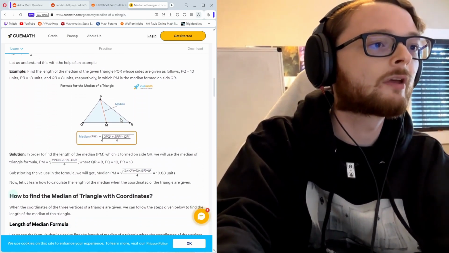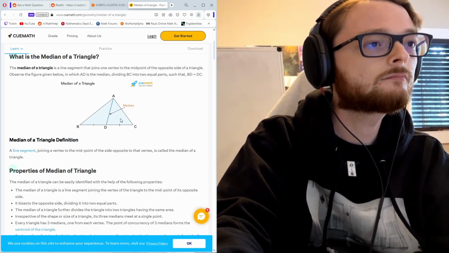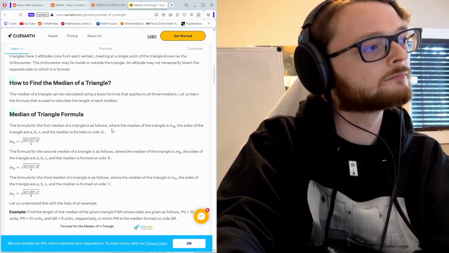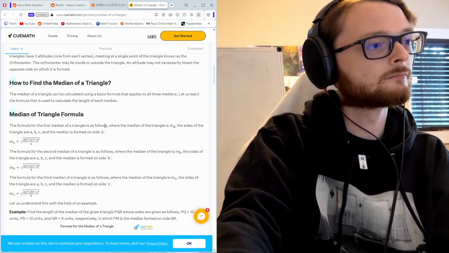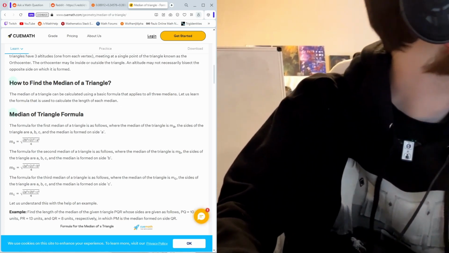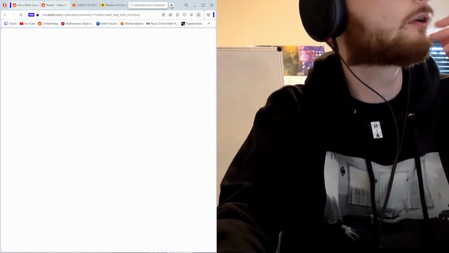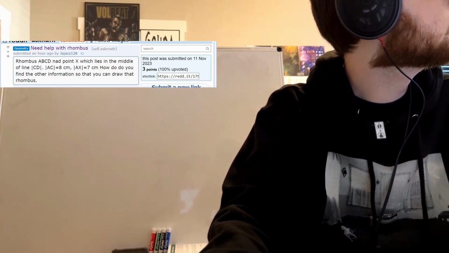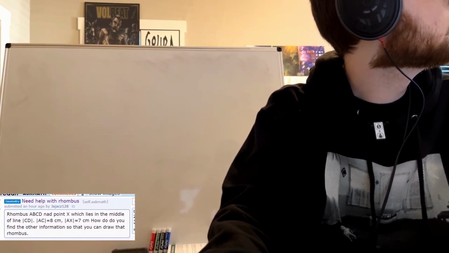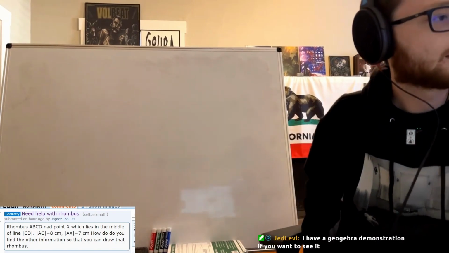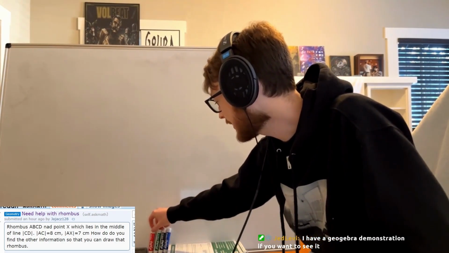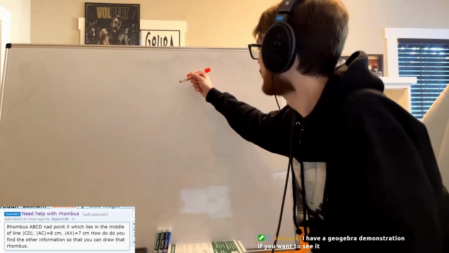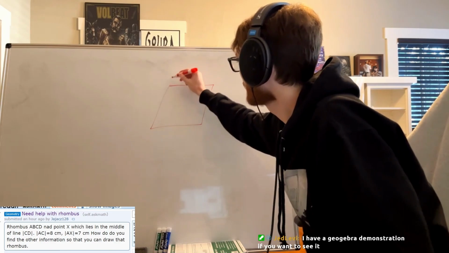The median is formed on side A. I guess that's side A because it's across from angle A. All right, let's investigate that then. Thank you for pointing that out. Do I still have this pasted? Okay. Let me try Prav's thing first, Jed, because that seems pretty promising.